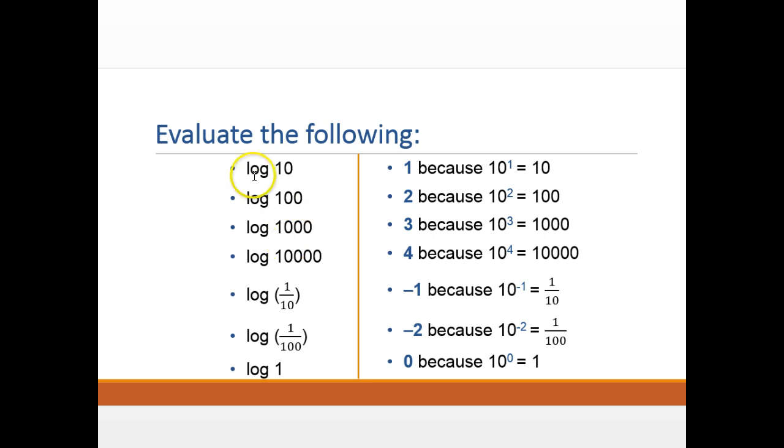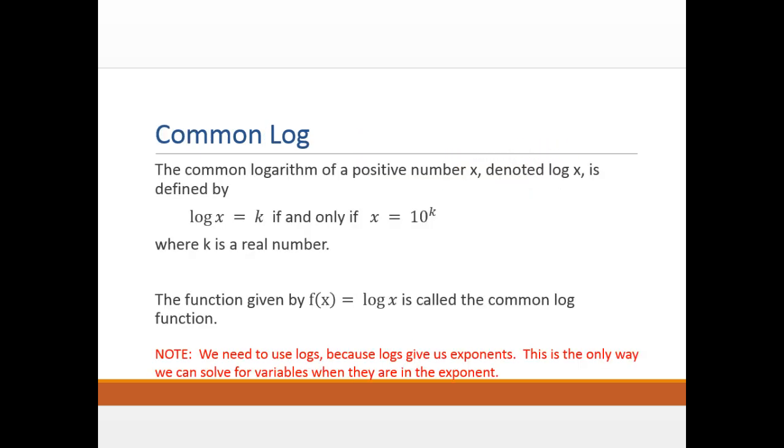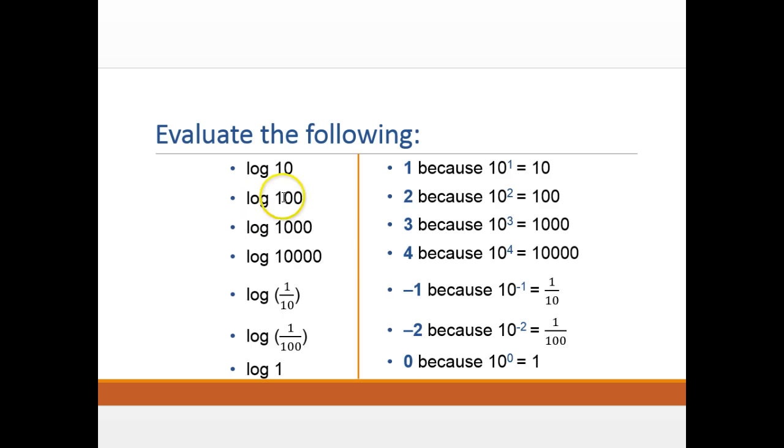Evaluate the following. Log of 10. We know log of 10 is actually equal to 1 because 10 to the first equals 10. Remember, x equals 10 to the k. This is what k is. K is that exponent. So log of 100. My base is understood to be 10. 10 to what power is 100? 2. 10 squared is 100. Log of 1,000 is 3 because 10 cubed is 1,000. Log of 10,000 is simply 4 because 10 to the 4th is 10,000.